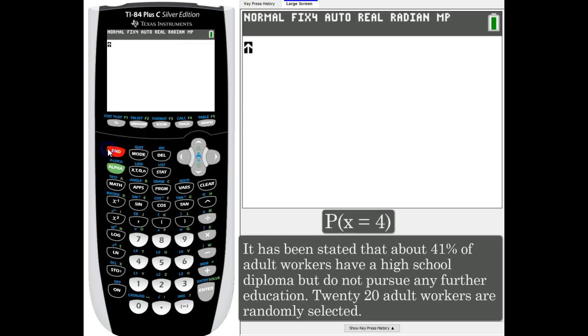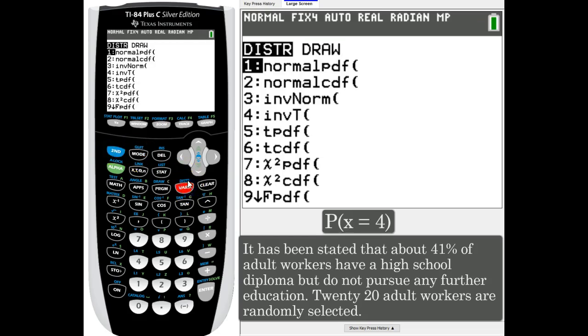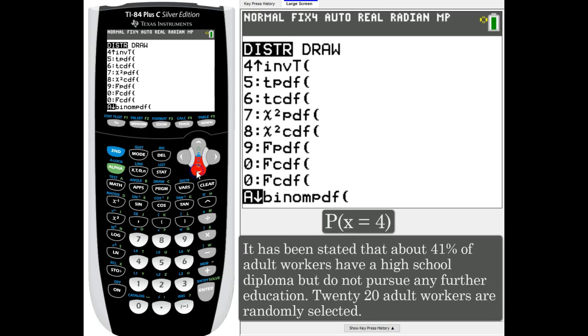So second, vars, which is the distribution right up here. There's a whole long list of them to choose from, and you're going to find the one that's the Binomial PDF. Right underneath it is CDF. We're looking for PDF, which is an A. If you remember, A goes along with PDF, B goes along with CDF. I'll show you a shortcut way of getting there.